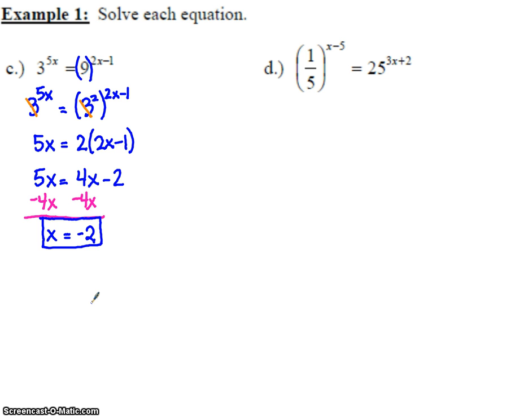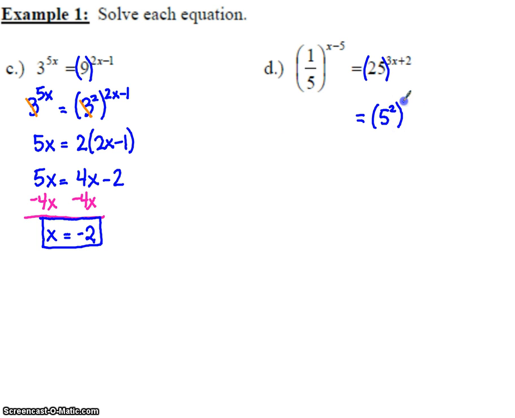For D, what you're going to have to do is notice that you have a fraction. Anytime you have a fraction, you want to rewrite it so it is no longer a fraction, if possible, so that you can get a common base. Now over here, the 25 is fairly simple. We know that 25 would be a 5 squared.